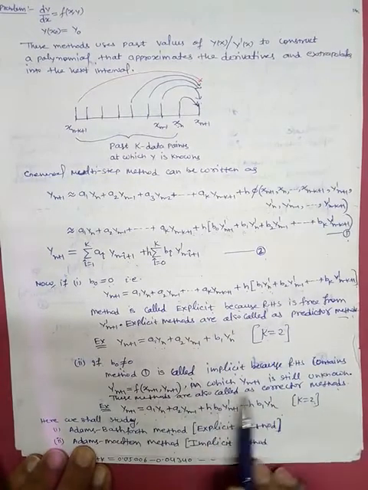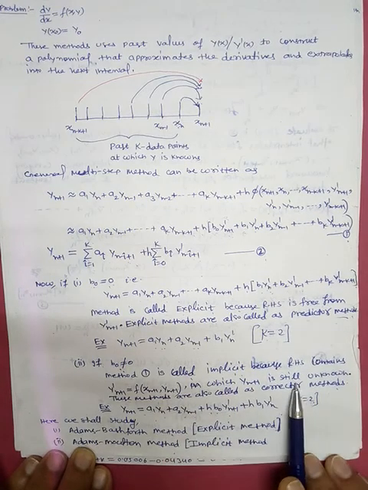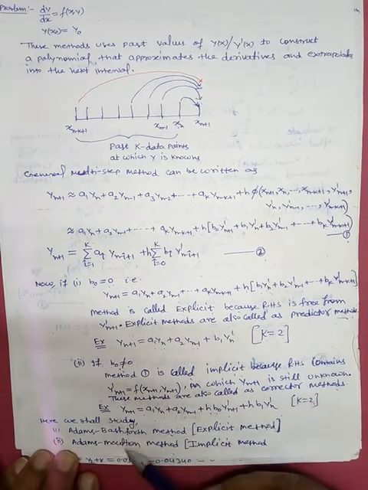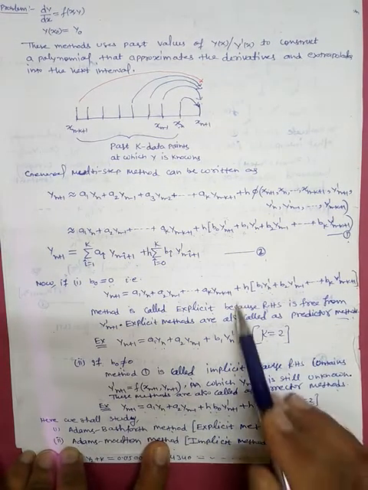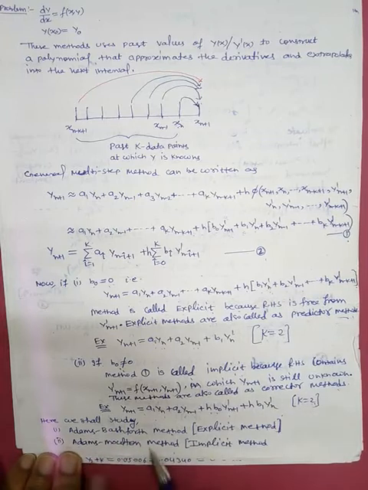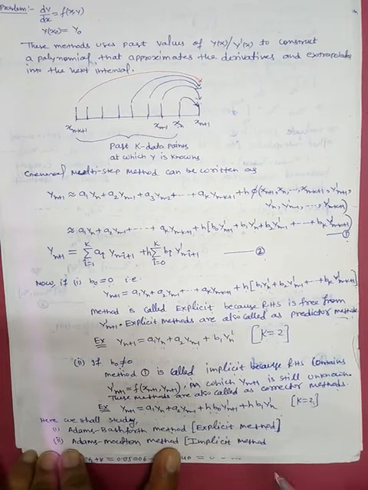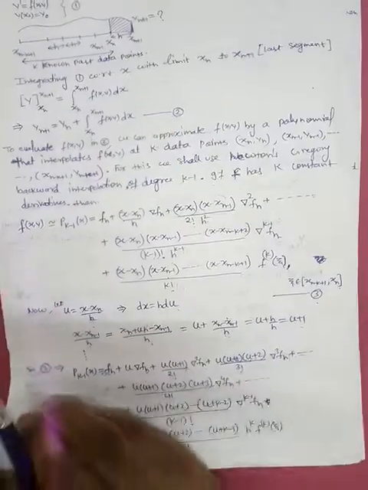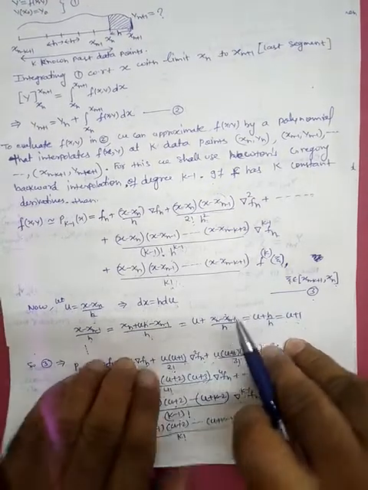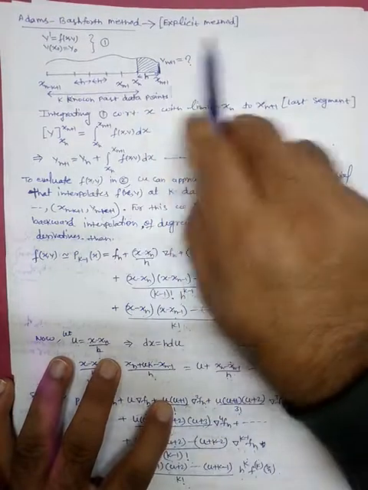So now these are the general explicit scheme and the general implicit scheme. Now here we will study only two methods. One is the Adams-Bashforth method, which is basically an explicit method, that means of this category, and the Adams-Moulton method, which is basically an implicit method, that means of the second category. Okay, so let's see what is the procedure. So first we will discuss the Adams-Bashforth method, which is an explicit method.